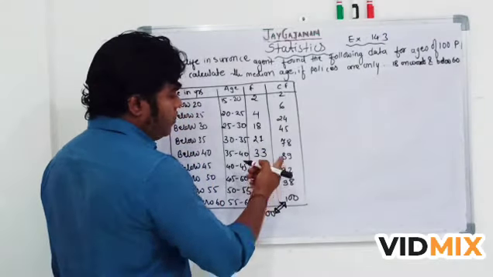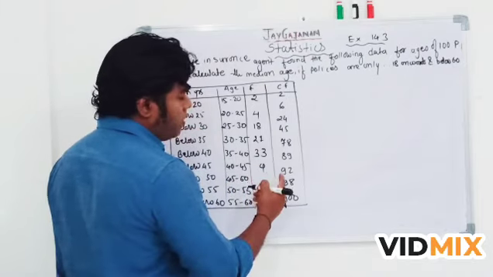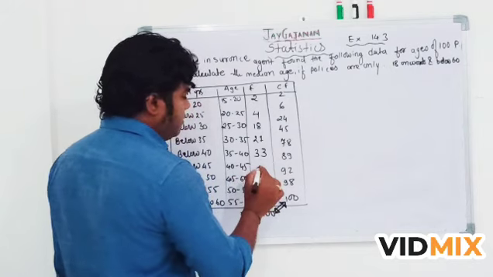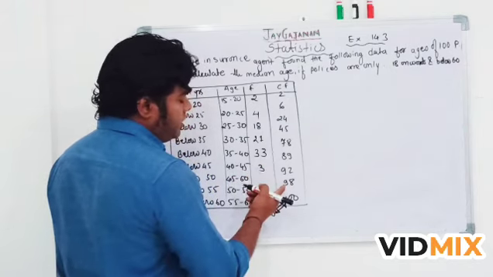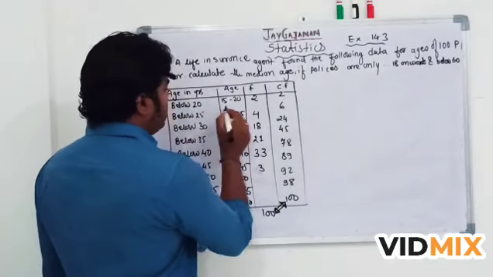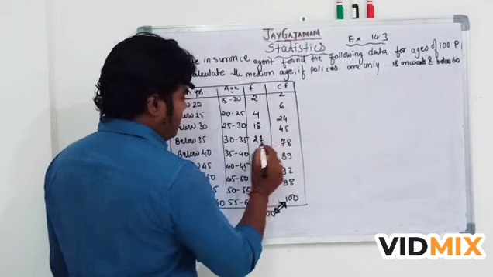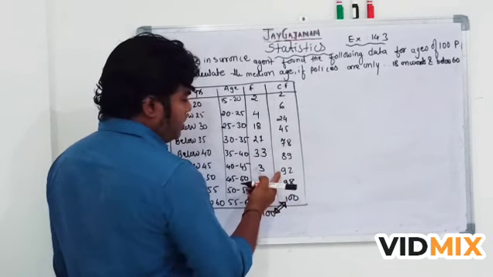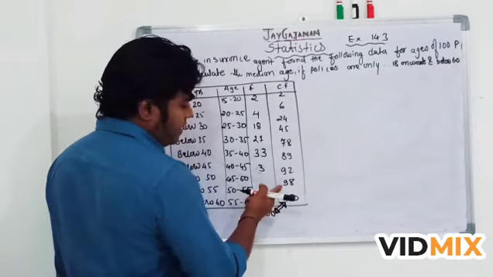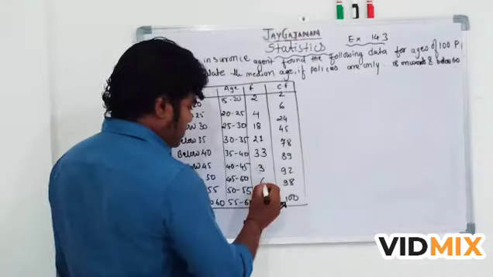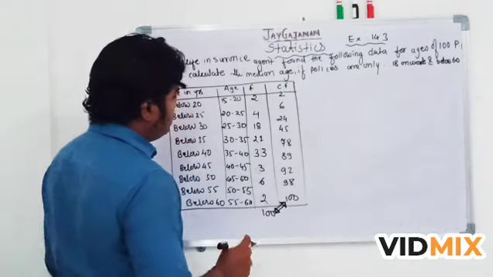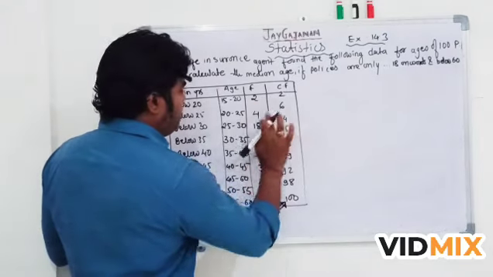33. Then 92 minus 89, that is 3. Then 98 minus 92, that is 6. Just make sure that it is in a particular line. 100 minus 98, that is 2. Somewhere something I missed out. We'll just check it. This is there, this is there.